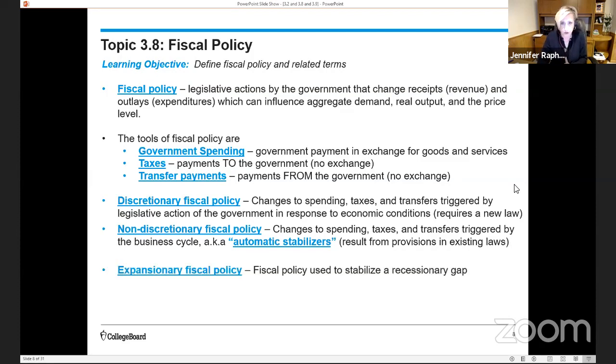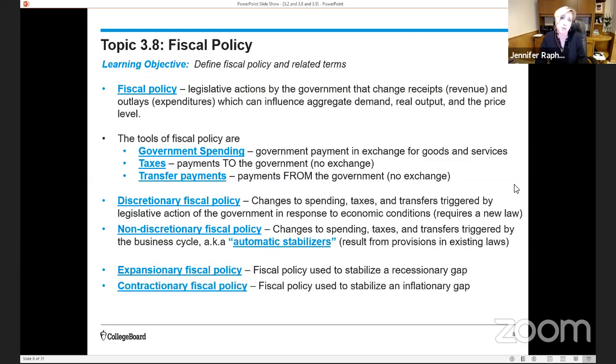And then of course, these two terms should be very familiar for you by now. We have expansionary fiscal policy, which the government employs in order to stabilize a recessionary gap. And we have contractionary fiscal policy, which is the tool used by the government to stabilize an inflationary gap. And remember, we refer to these as stabilization policies very generally, and then counter-cyclical policies, right? Because the goal of expansionary policy is to counter a recession, and the goal of contractionary policy is to counter an inflationary gap. So those are the terms and definitions. Hopefully that was just a good short review.